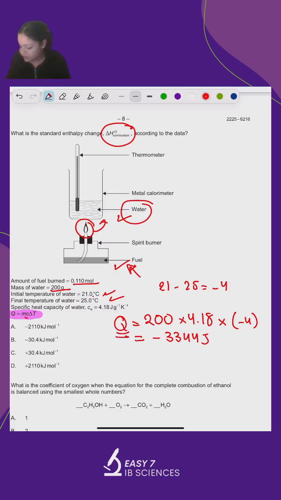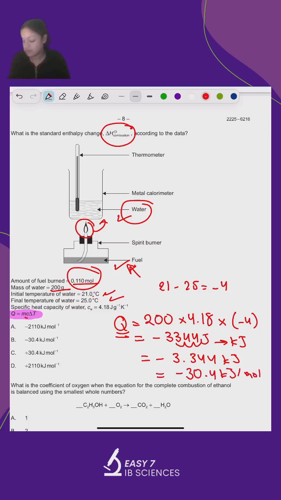So what I have to do is convert this to kilojoules first. In order to do that, I have to divide by 1,000, so I move the decimal point 3 times back, giving -3.344. That's kilojoules. Then to do per mole, I have to find out how many moles of fuel, and then divide by the moles of that fuel. So I would divide by 1,000, which I've already done. Then I would divide by the number of moles, which is 0.110. Perfect. And that should give me an answer of -30.4 kilojoules per mole.